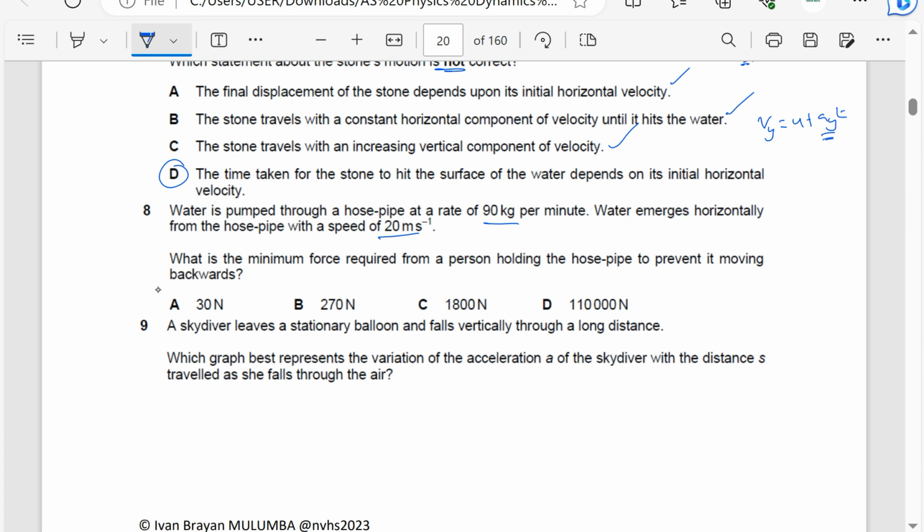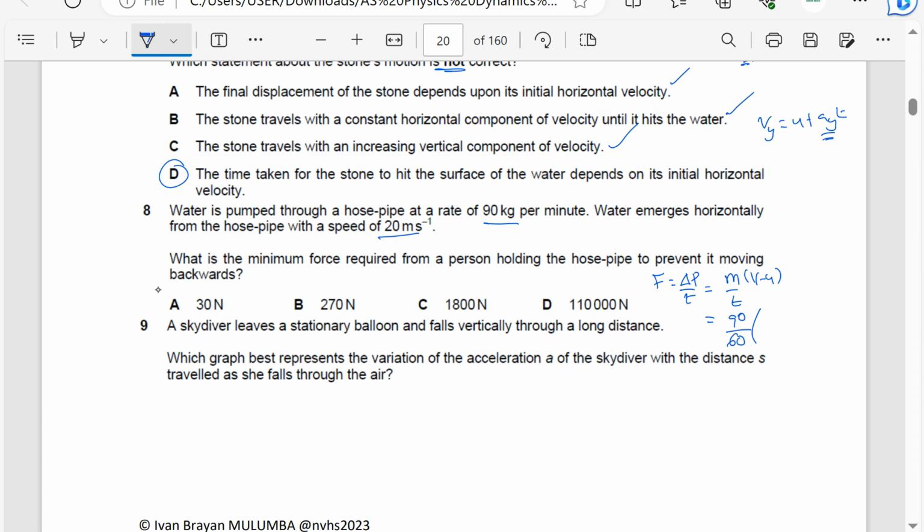Okay, so force is the rate of change of momentum, which is mass times (v minus u), the change in velocity, over t. They have given us m over t as 90 kilograms per minute. I'll just change it to per second. So it will be 90 over 60, because 1 minute is 60 seconds. Then into brackets, the water emerges horizontally.